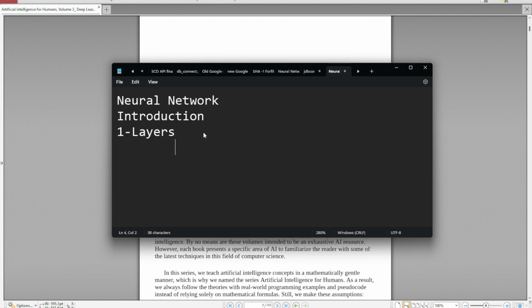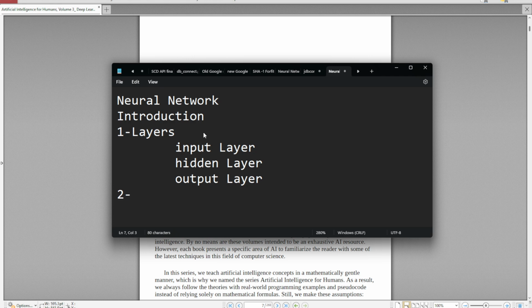You can say it's an input layer. We will also discuss what the input is and why we need an input layer. Then there is a hidden layer, the middle layer, and then there is an output layer. These are all integrated with each other.